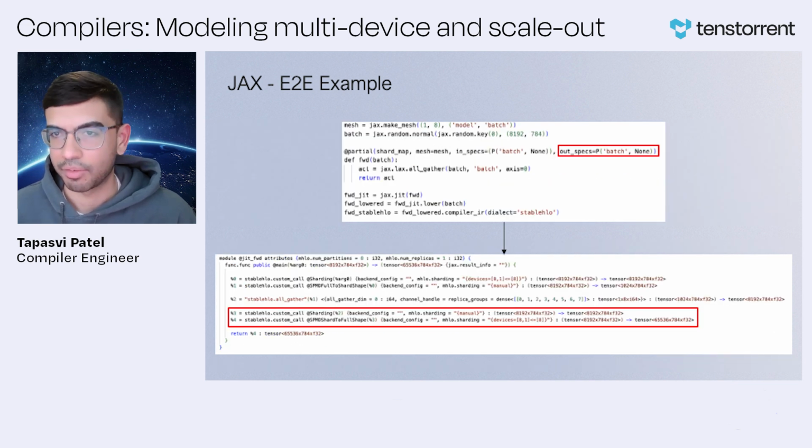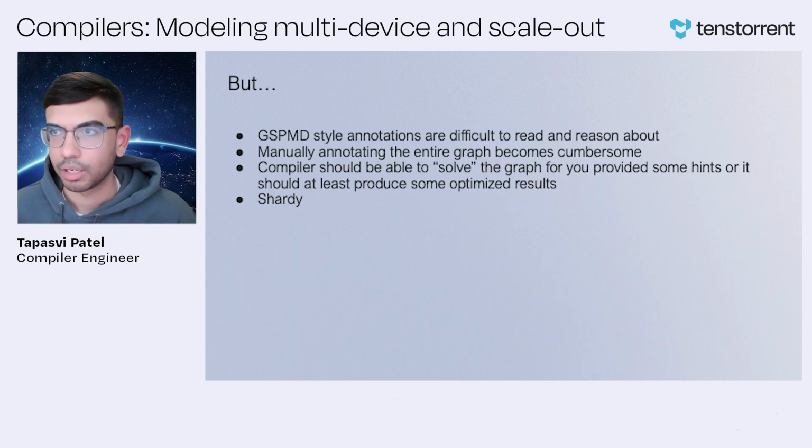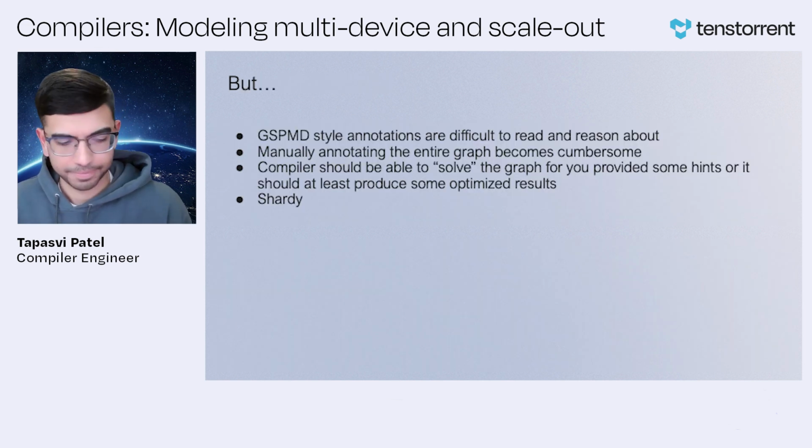And sorry, finally, we have the output specification. This is very similar to the input specifications. It gets converted to shard to full, and then finally a mesh shard. All right, any questions so far?